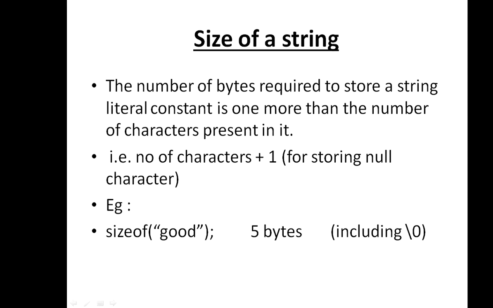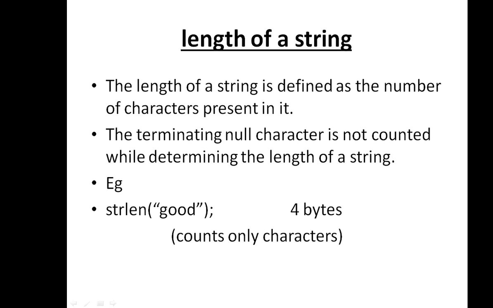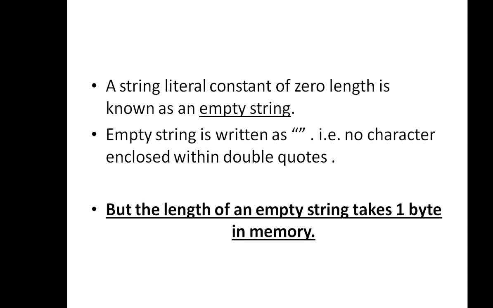Size is going to be, for example, "good" is going to take 5 bytes, 4 plus 1. That 1 is for what? The null character. And what is the length? The length of "good" is only 4, G-O-O-D alone, and size is 5. That is, size is equal to length plus 1. That plus 1 is for the null character.